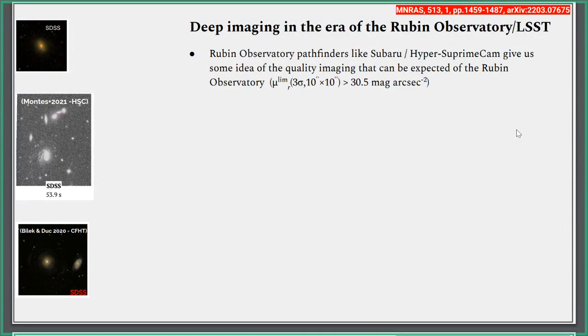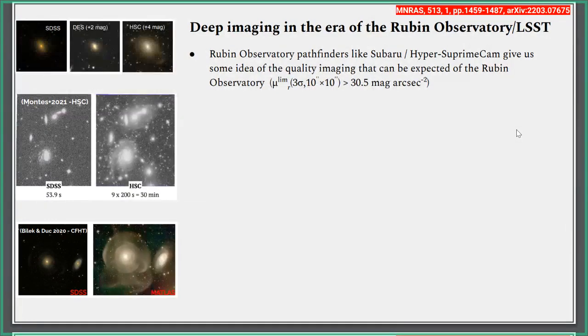And from Rubin. So, for example, we have the Subaru Hyper Suprime-Cam survey. We have various smaller surveys which show us that we can achieve something like a 30.5 magnitude per square arcsecond limiting surface brightness. And so you can see here the kind of improvement over something like SDSS that we can get in terms of resolving the outer halos of galaxies at low surface brightness.